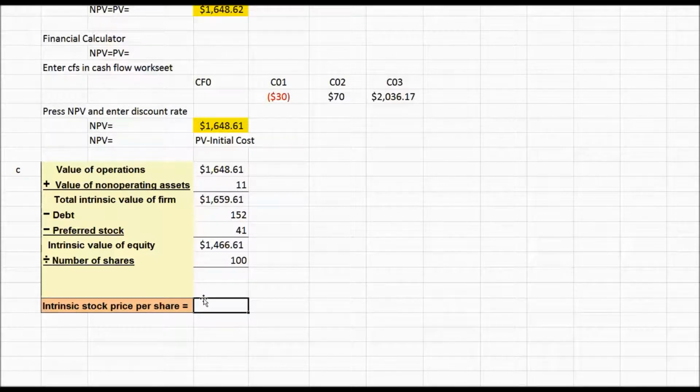Now, let me close this one. So basically, your intrinsic stock price per share equals your total value divided by the number of shares. That's going to give you the stock price. Okay, so that's your answer for question number C.